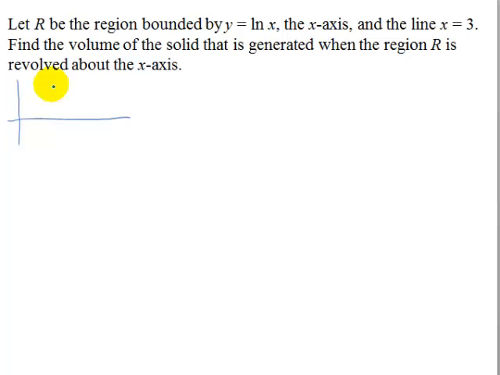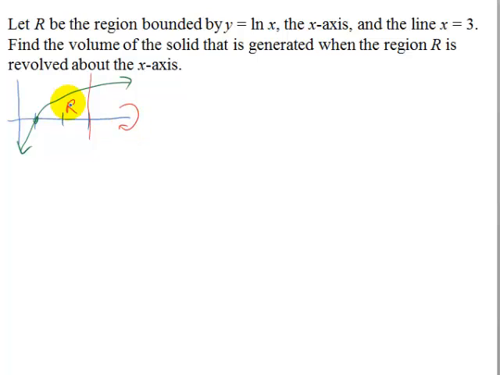So let's go ahead and draw a sketch so we can see what our region R looks like. And our natural log graph at 1 is 0, so it looks something like this. And then we're going to look at the x-axis and the line x equals 3. So here is our region R. We're rotating this around the x-axis.